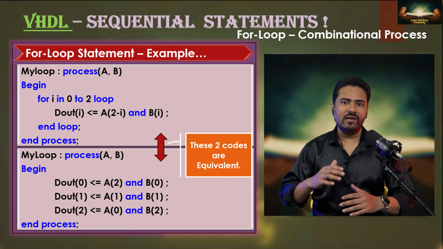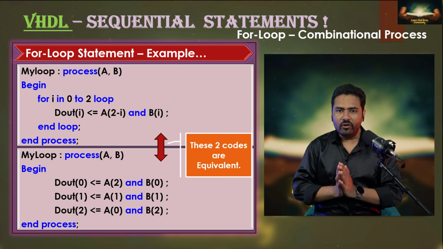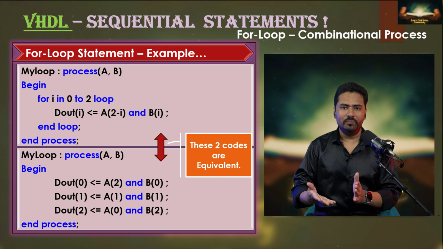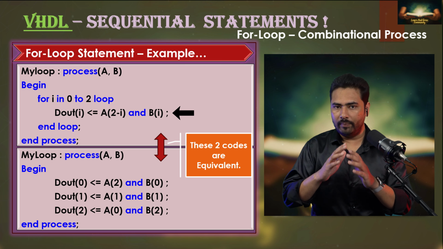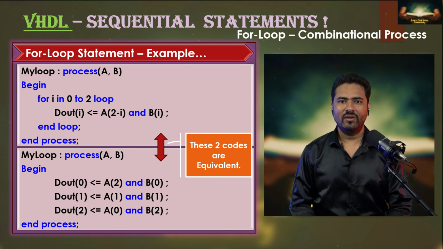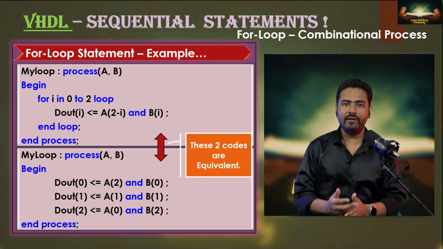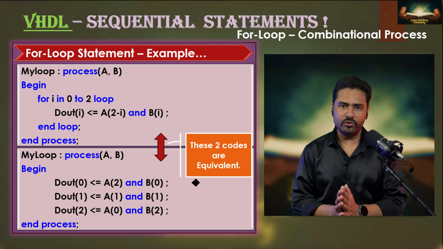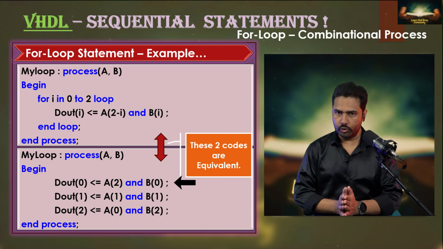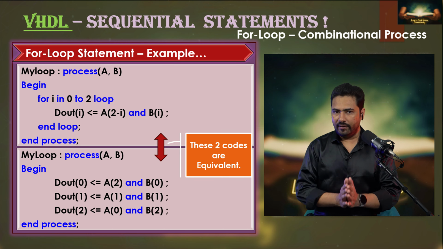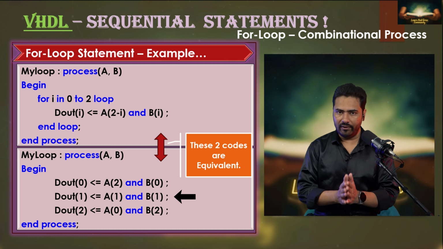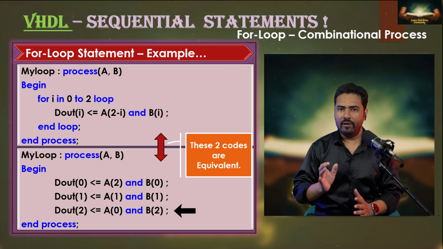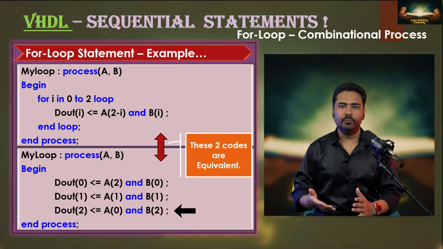In the first iteration, I will be 0. In the second iteration, I will be 1. And in the last iteration, I will be 2. And the code inside the loop will be repeated for each iteration. So the for loop will essentially generate these 3 statements shown here in the bottom section. So d_out(0) gets the value of a(2) and b(0). d_out(1) gets the value of a(1) and b(1). d_out(2) gets the value of a(0) and b(2).